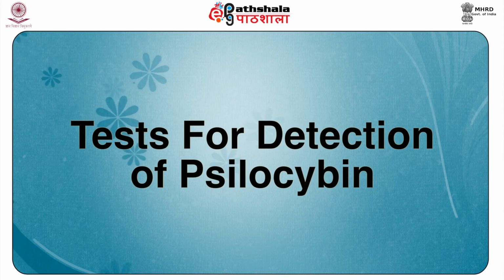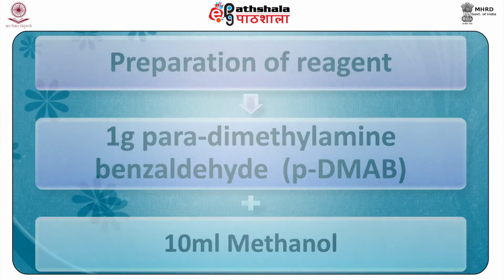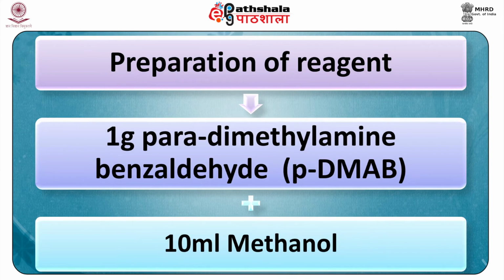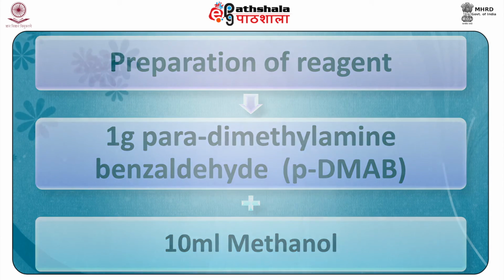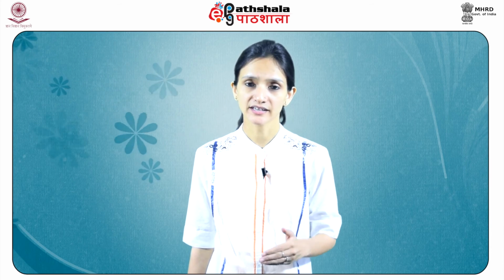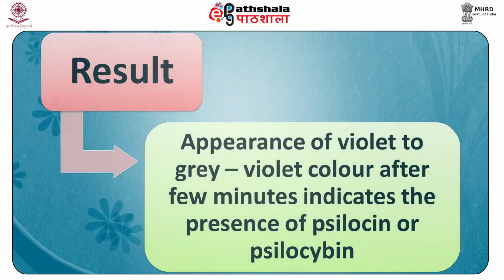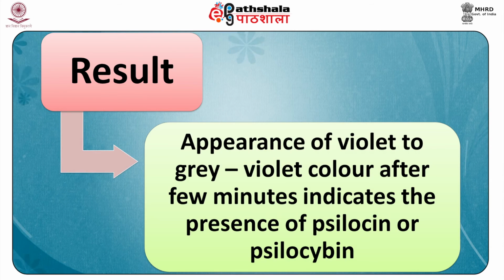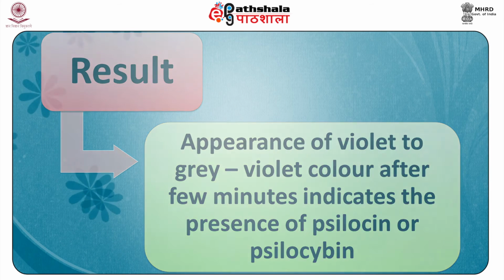Next are the tests for detection of psilocybin. First is the Ehrlich reagent test. Preparation of reagent: 1 gram of para-dimethylaminobenzaldehyde, that is PDMAB, is dissolved in 10 ml methanol and 10 ml concentrated orthophosphoric acid is further added to it. Result: appearance of violet to grey violet color after a few minutes indicates the presence of psilocin or psilocybin.